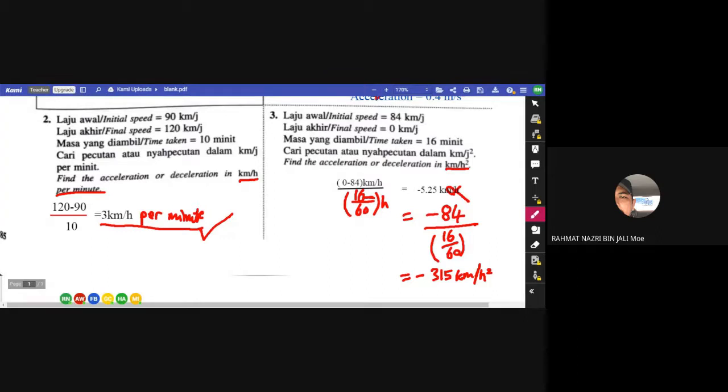Okay, seterusnya muka surat 86. Okay, last page for today, 86. Page 86. Okay, 1 minute. Page 85. Saya rasa semua dah siap ini. Jadi, everybody cuba dulu. Page 86.